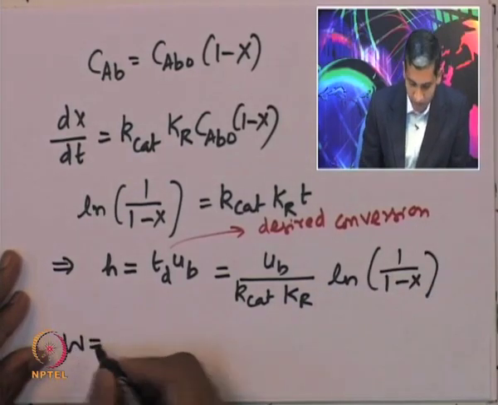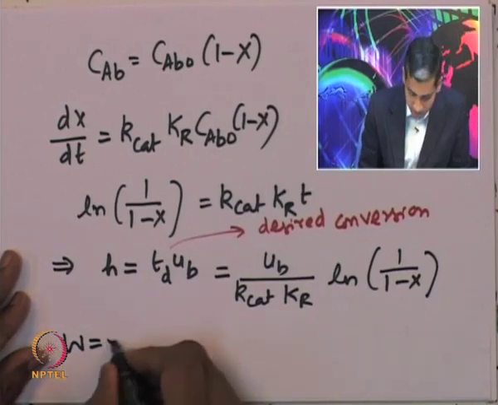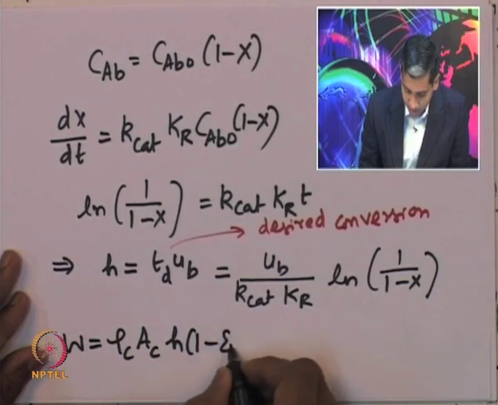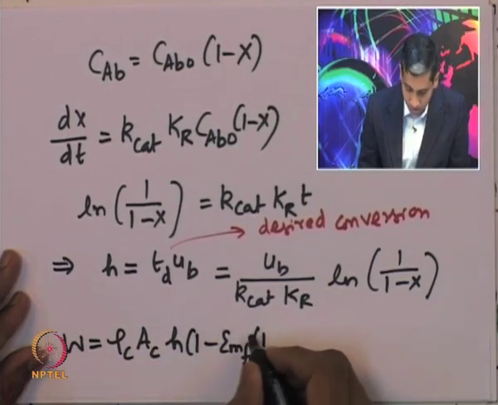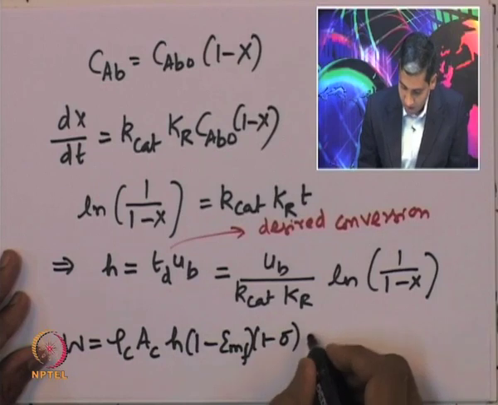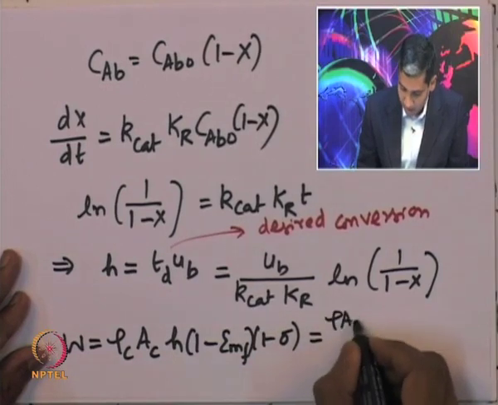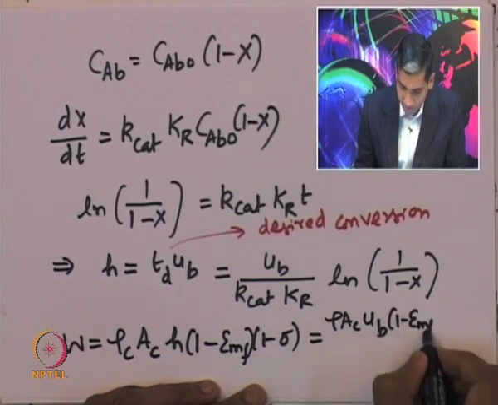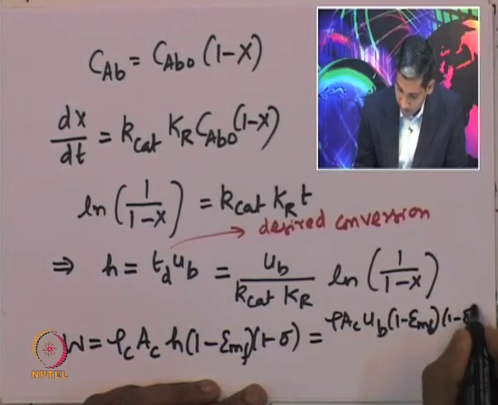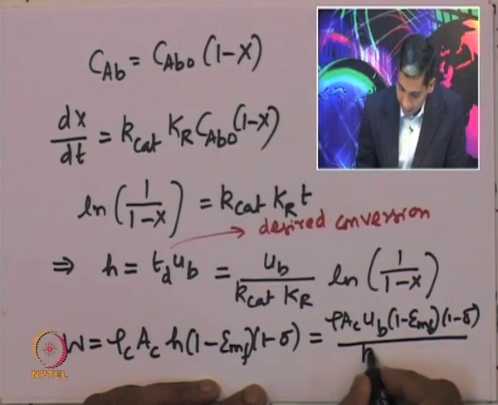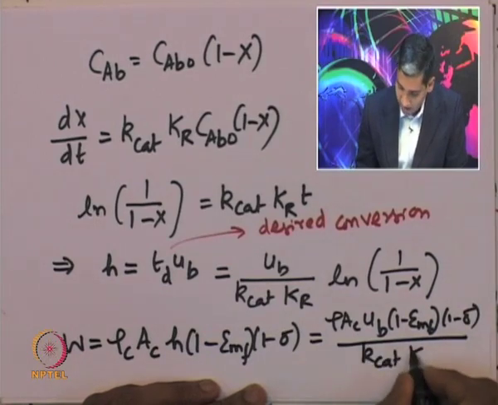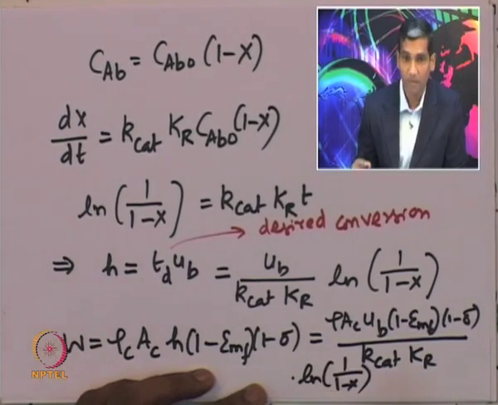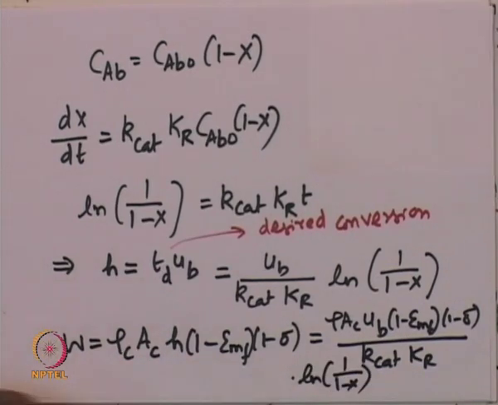And from here we can find out the weight of the catalyst, that is given by rho_C into A_C into H into 1 minus epsilon_MF into 1 minus delta. So, that is given by rho_C A_C U_B into 1 minus epsilon_MF into 1 minus delta divided by K_cat into Kr into ln of 1 by 1 minus x. So, that is the expression for the weight of the catalyst.